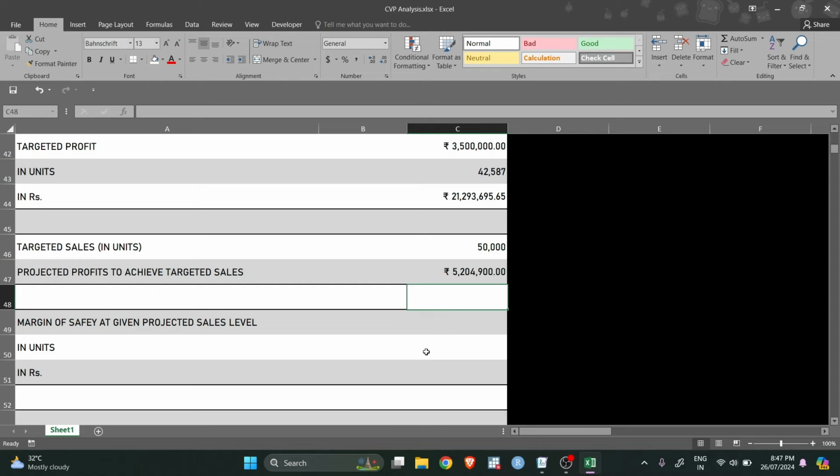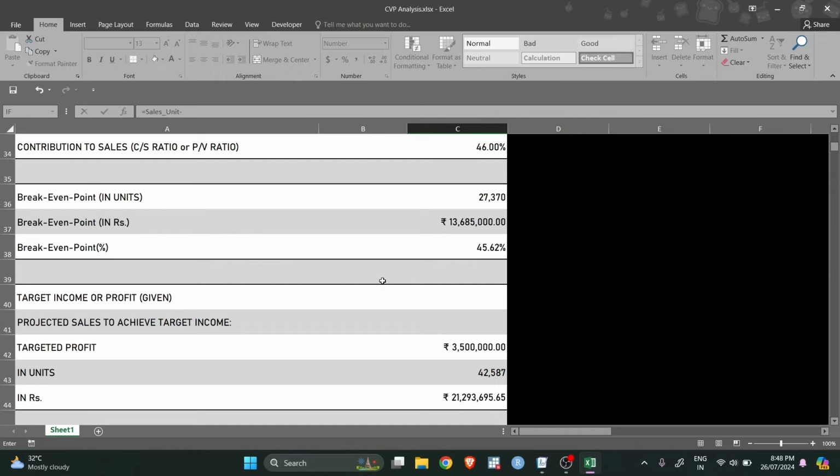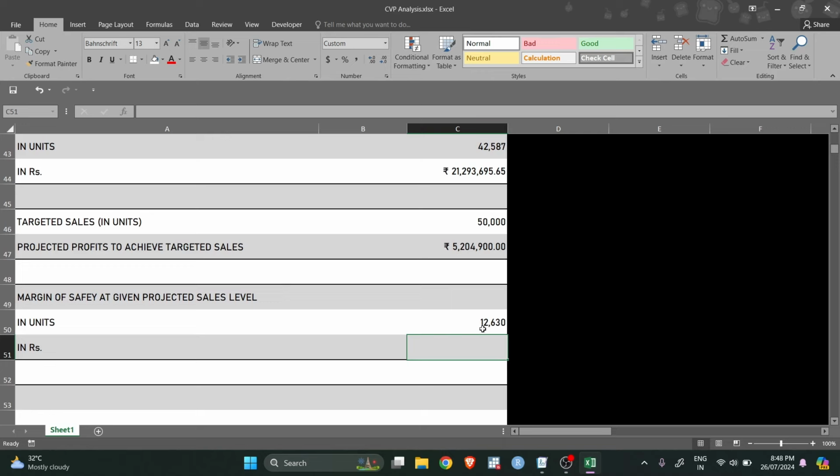Now we want to see safety margin in units. This is nothing but sales units minus break even point units. So where is my break even point in units? So in order to be above the break even point, we need this much as a safety margin, and in rupees it is nothing but this multiplied by selling price.